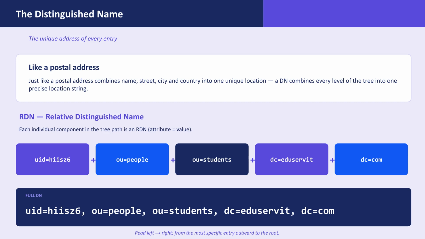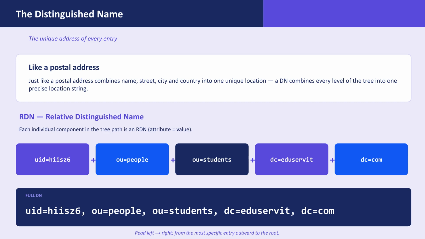Before we look at the full DN, let's understand one building block, the relative distinguished name, or RDN. Each individual component in the tree path is an RDN. For example, the UID equals HIISZ6 is an RDN. OU equals people is an RDN. OU equals students is an RDN. DC equals EduServe IT is an RDN. An RDN is formed by an attribute name, an equal sign, and a value.